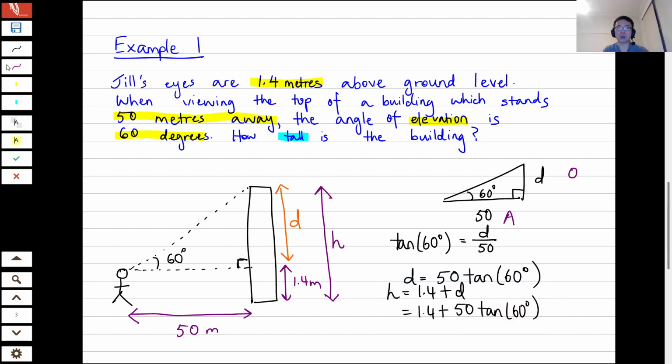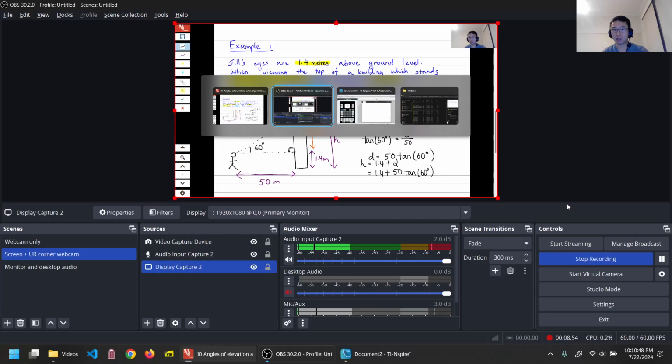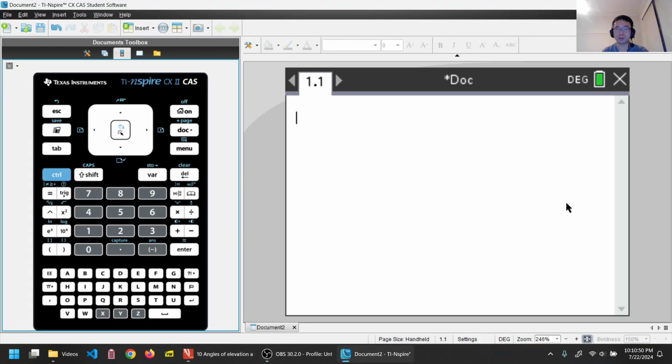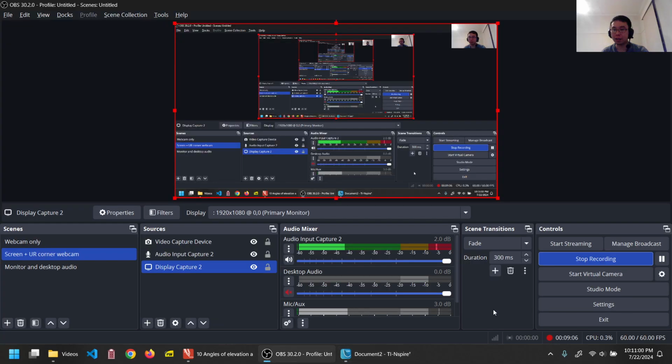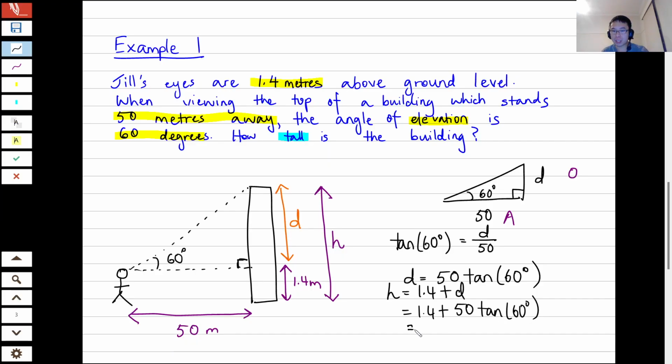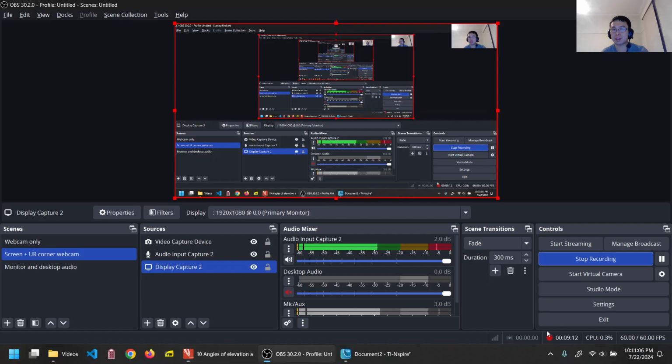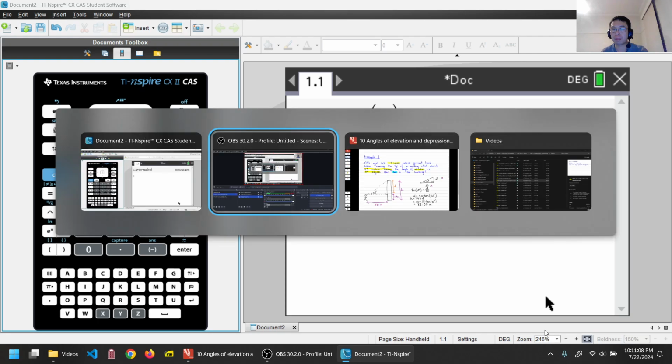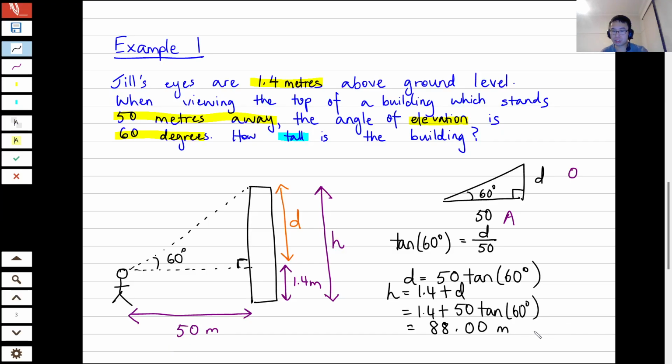And at this point, you're going to need to get a calculator. So here's my calculator. 1.4 plus 50 times tan of 60. And I get 88.00 meters to 2 decimal places.